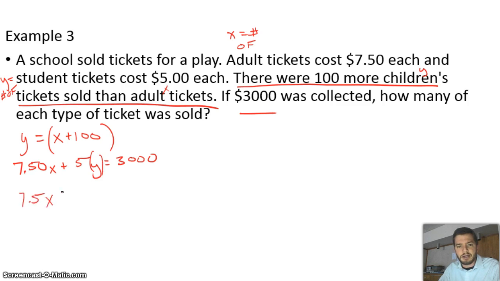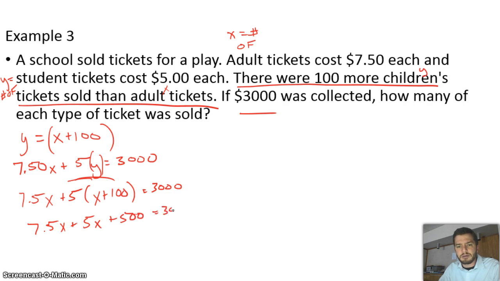So it'll be 7.5x plus 5 times (x plus 100) equals 3,000. Distribute, so 7.5x plus 5x plus 500 equals 3,000. I'm going to do two things at once here: subtract 500 from both sides and combine my like terms. So it'll be 12.5x equals 2,500. Divide by 12.5.